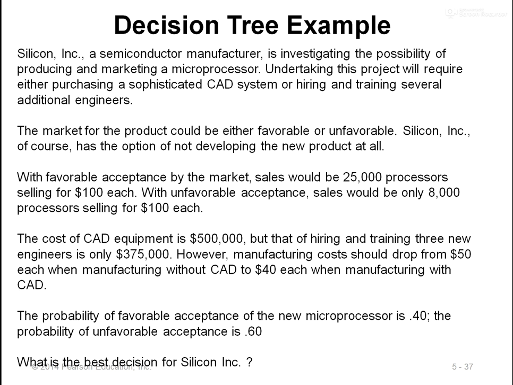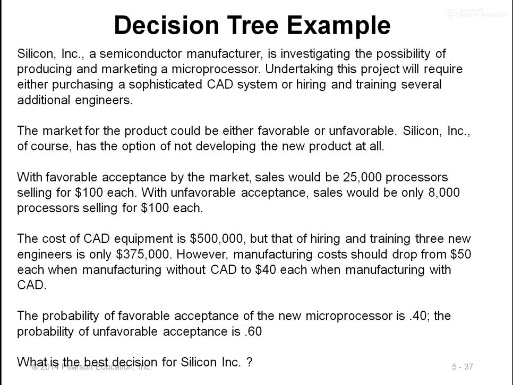The probability of a favorable acceptance for the new microprocessor is 40%. There is a favorable market, is 40%. The probability of an unfavorable acceptance is 60%. There is more probability that the market is not going to accept the product. Now, what is the best decision for Silicon Inc?